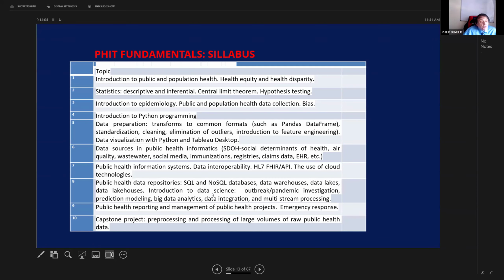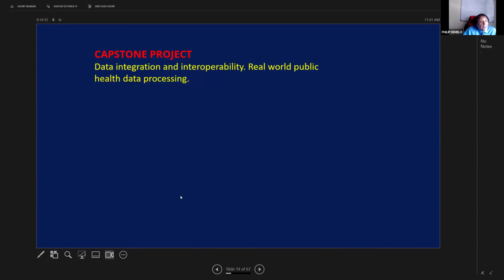So everything they actually need in their work. And finally, the capstone project was pre-processing and processing of large volume of raw, real-world public health data. The data were raw, so there were lots of inconsistencies that required a very thorough pre-processing analysis and the use of these algorithms that we teach them how to pre-process the data.